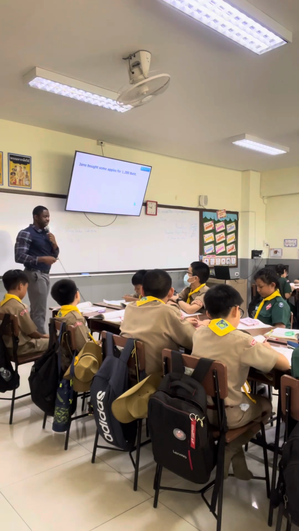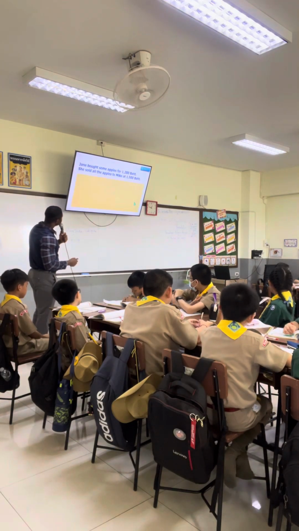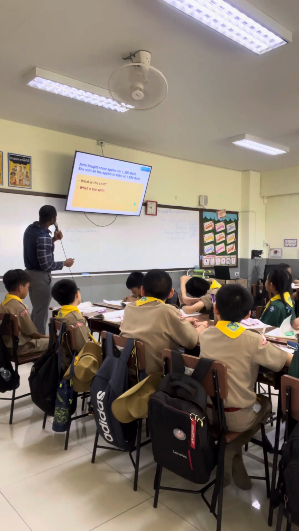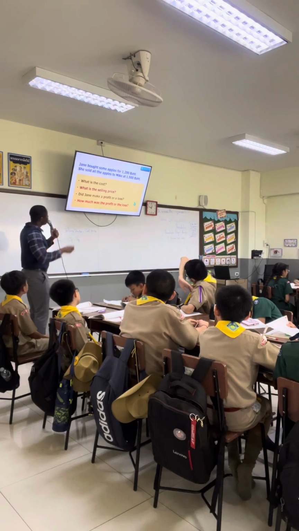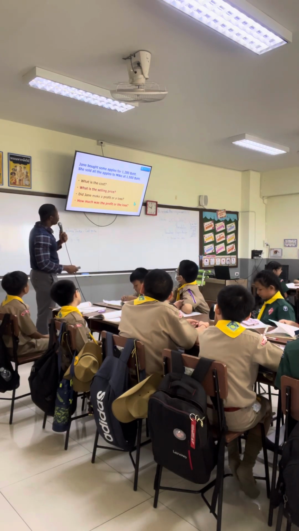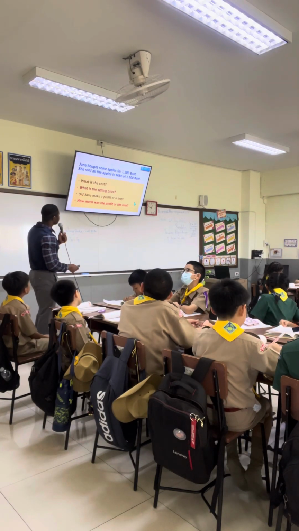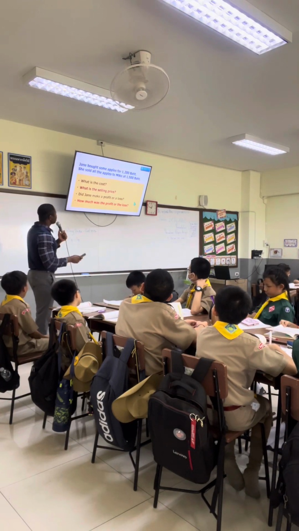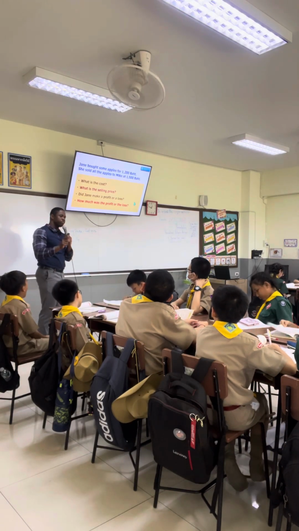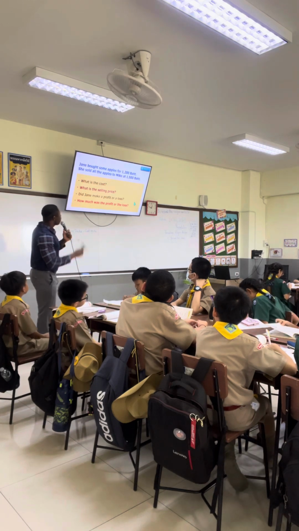Now, Jane, let's see. Let's finish the question first. Here we go. Alright. Now, Jane bought some apples for 1,200 baht. She sold all the apples to Mike at 1,500 baht. Now, what is the cost?